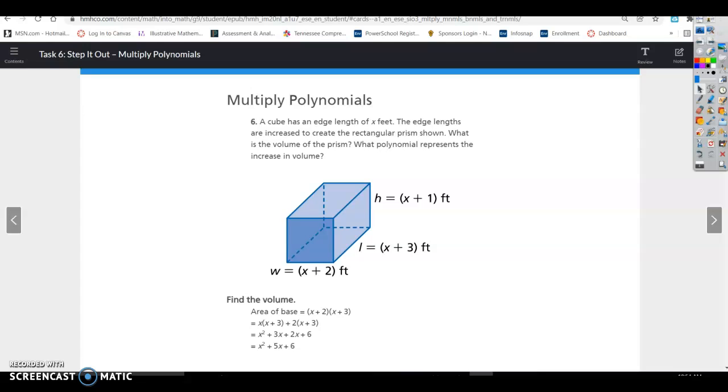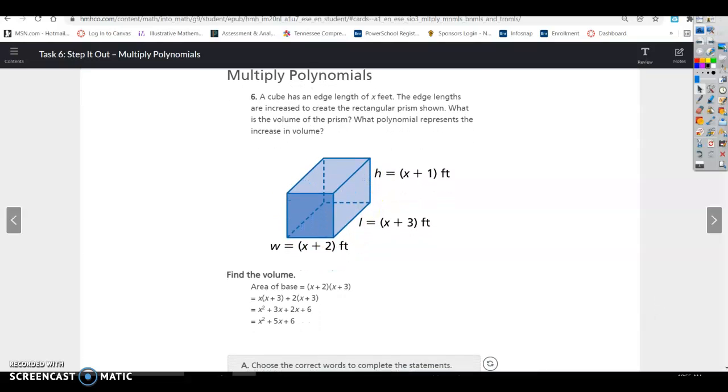Lesson 15.2, task 6. Multiply polynomials. A cube has an edge length of x feet. The edge lengths are increased to create the rectangular prism shown. What is the volume of the prism? What polynomial represents the increase in volume? All right, so here is an image of this rectangular prism, and they're showing you it is length times width times height. So length times width represents the base, and then you multiply by height to get this three-dimensional shape.